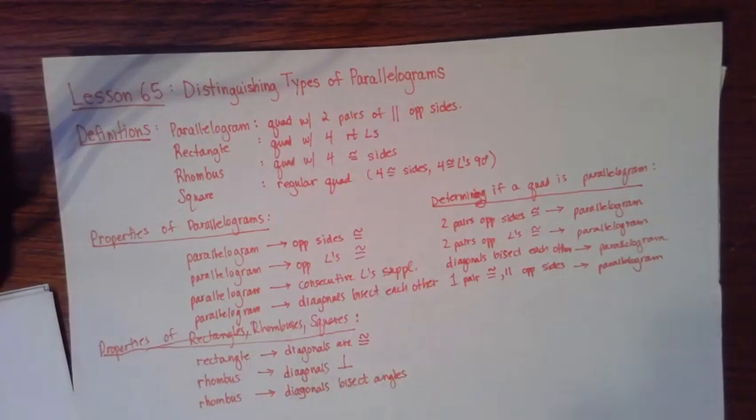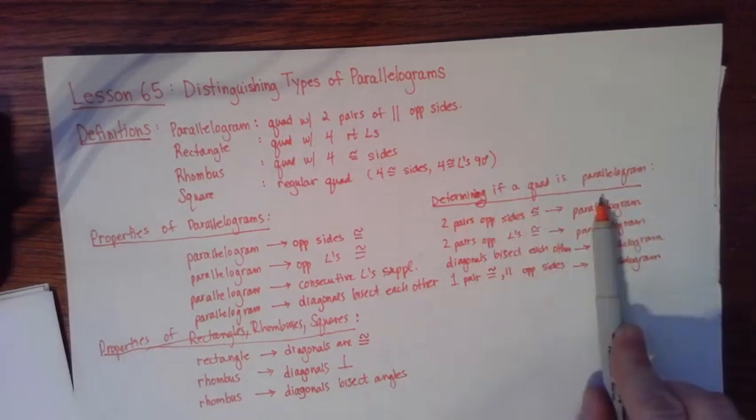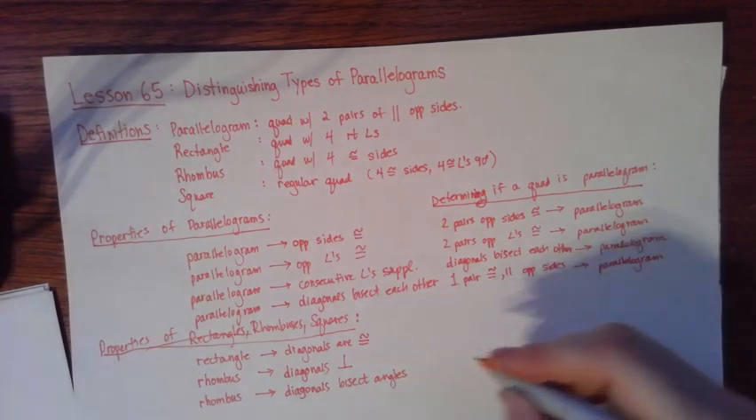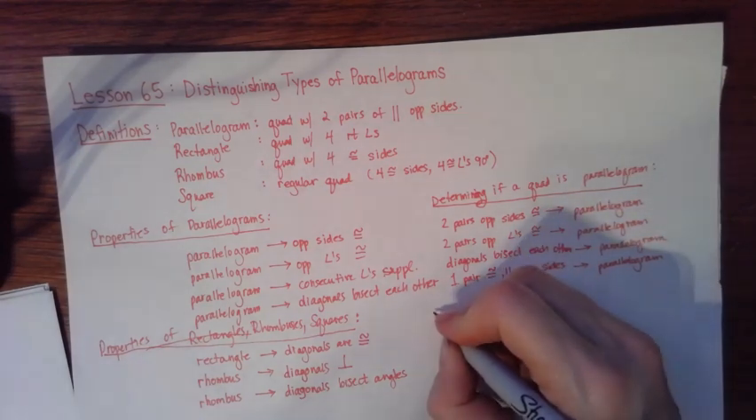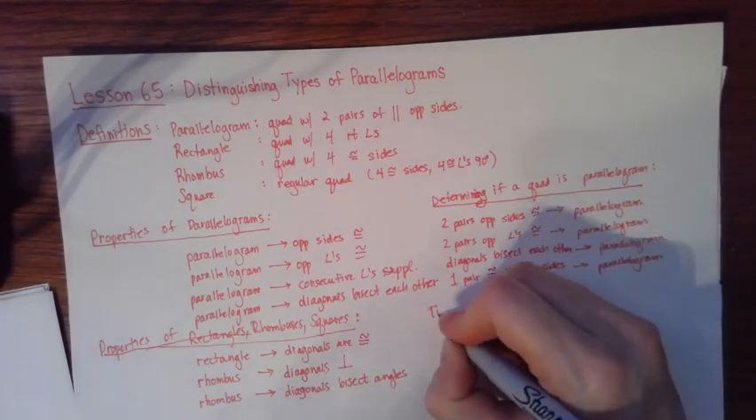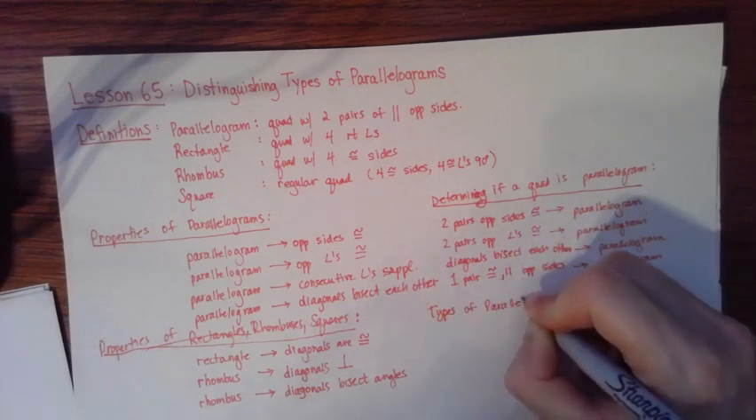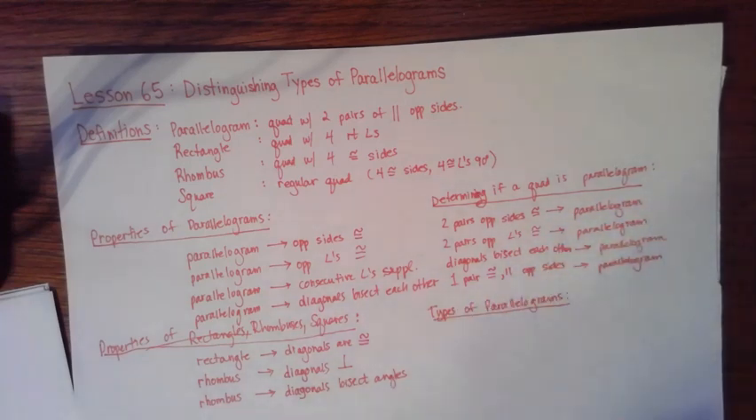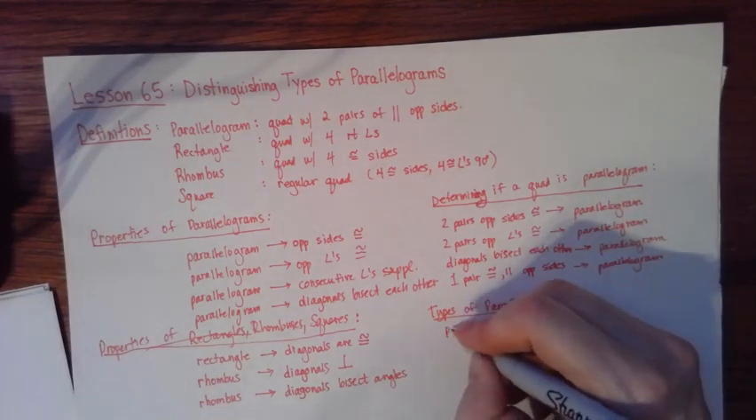Okay, and then as you can imagine, just like most of these look like converses of the properties that we had over here, these are going to be like the converses of the properties over here. So now we're looking at distinguishing types of parallelograms. And all of these, we have to know it's a parallelogram.